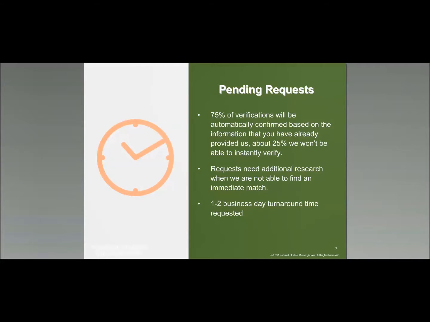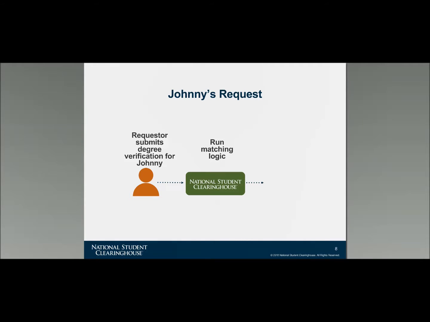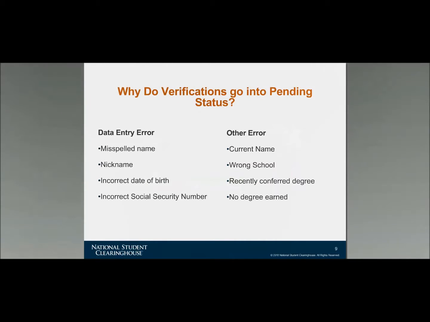So I wanted to set the stage for us. For example, we have Johnny. Johnny is a former student of our school, and he's now seeking an employment opportunity. His company has begun the background check process, and right now they're at the stage where they need to verify his education. So a request has been made on the website. The matching logic has been run to see if we can instantly confirm it, but at this time we're not able to do so, and the request needs additional research. So what I'd like us to do next is examine a few reasons why that could happen.